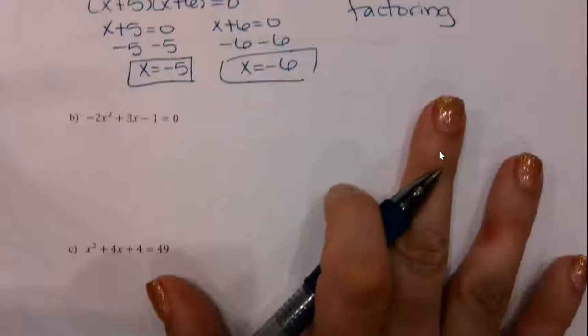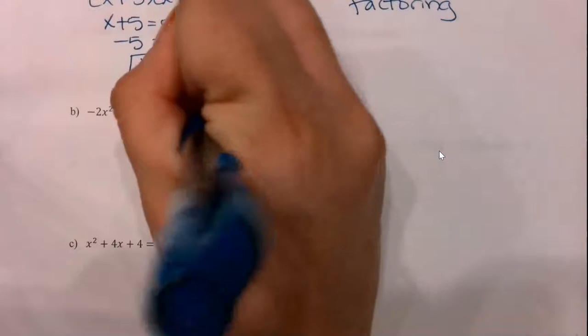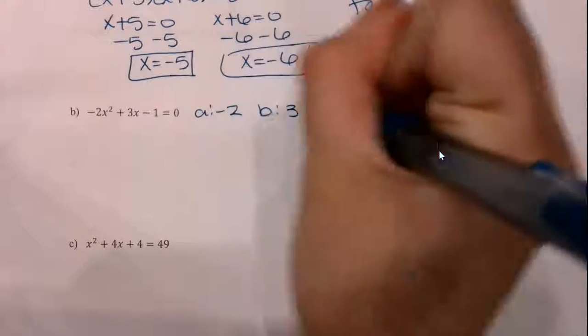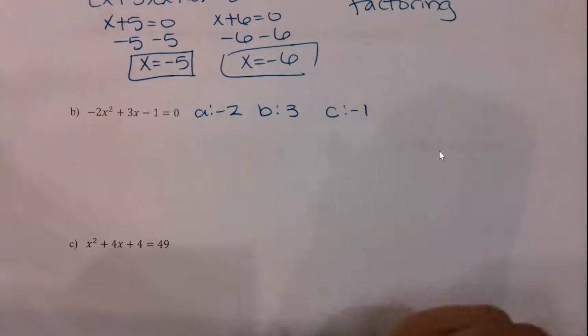Okay. On B, I am going to choose the quadratic formula. That was the one at the top of the page. So I'm going to label my A, B, and C. I have negative 2 for my A, 3 for my B, and negative 1 for my C. So I'm going to plug those in.